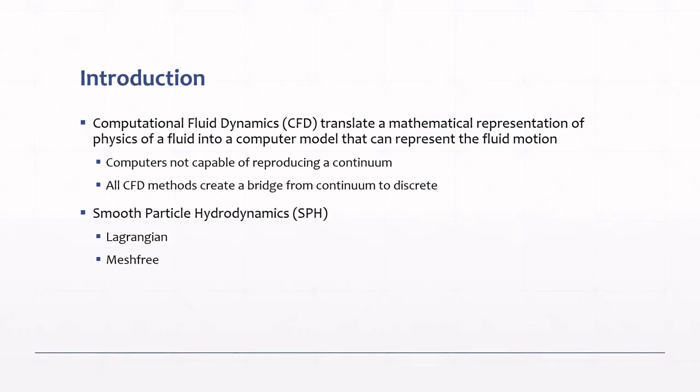Computational fluid dynamics, or CFD, is a method used to translate the mathematical representation of physics of a medium, fluid in this case, to a computer model that can represent fluid in motion. CFD dates back to the early 1800s when the Navier-Stokes equation was derived. Before computers, these solutions could only be used for simple geometries and solved analytically. Today, we use computers to discretize the Navier-Stokes equation and solve more complex systems.